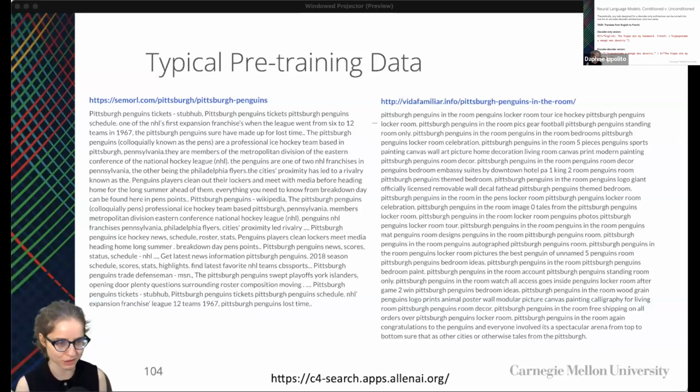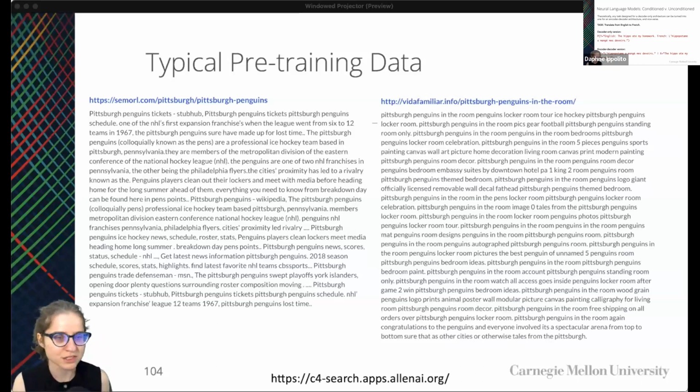So I went to this website, c4search.apps.ai.org, and you can go there. C4 is a very common training data set for models. I'm pretty sure Llama was trained partially on C4. And in this case, I searched for Pittsburgh Penguins, and I just took two of the random articles on it. If you read through these, they don't look very good. They're pretty noisy, and they just have a bunch of random text in them because this is HTML that was turned to text, so they're not that good.